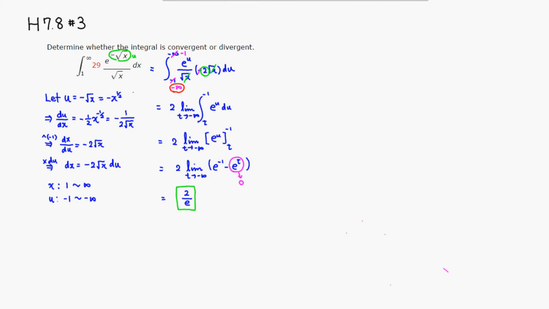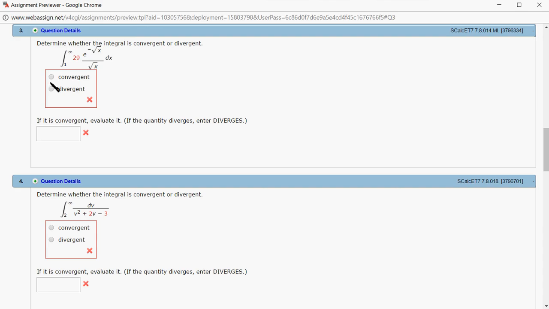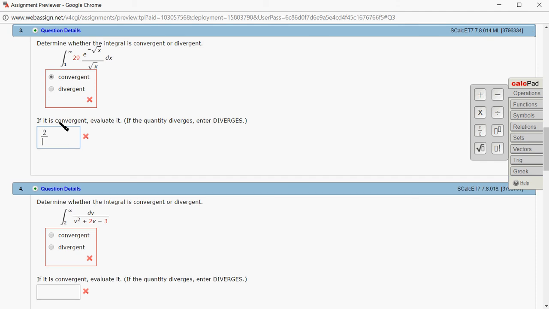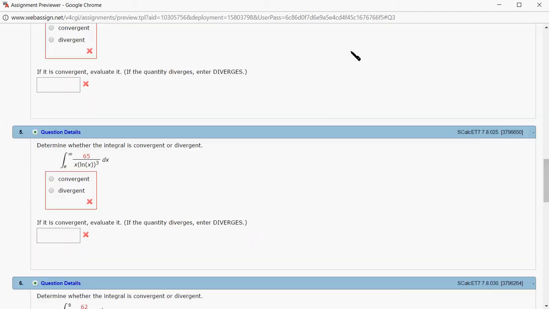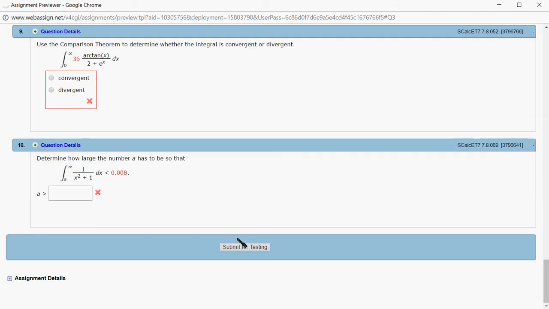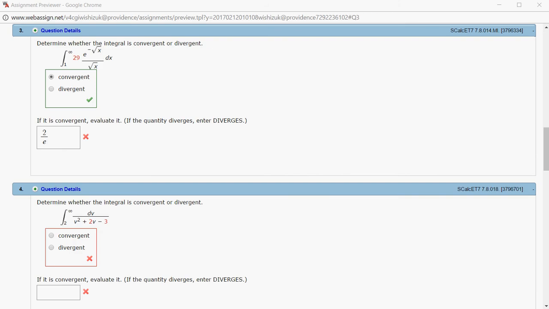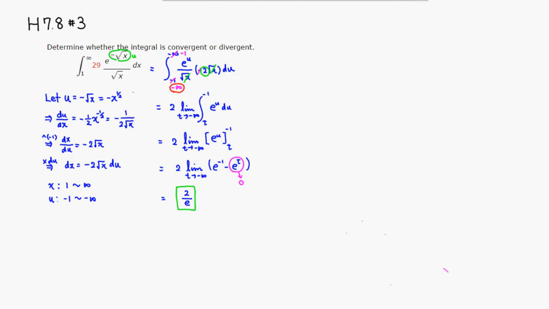All right, so let's type it in. It's convergent, and this is going to be 2 over e. Submit for testing. Oh, looks like I messed up the second part. Let's see. Oh, I found a mistake. I forgot to put 29 in front. So this is going to be 29 here.